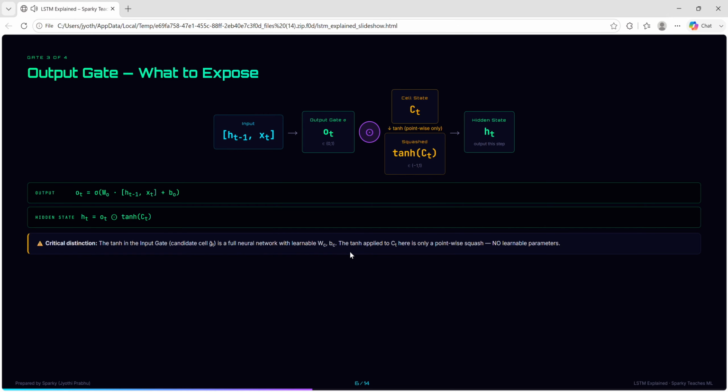The third and final gate is the output gate. Its job is to decide what part of the cell state to expose as the hidden state H subscript T, the output at this time step. Again, a sigmoid network runs on the concatenated H subscript T-1 and X subscript T, producing O subscript T between 0 and 1. Separately, the cell state C subscript T is passed.